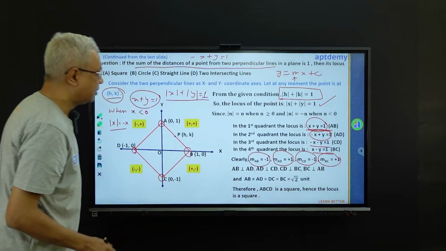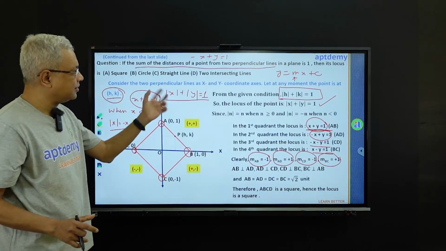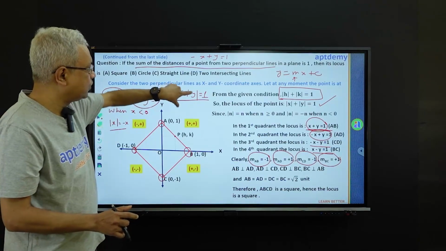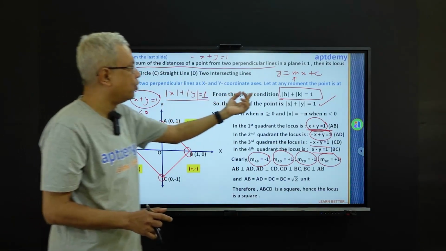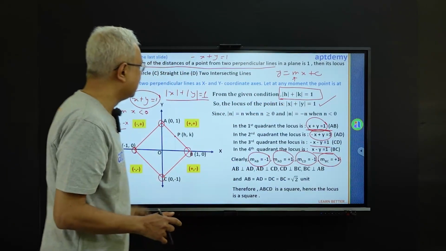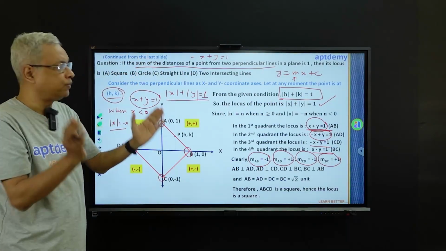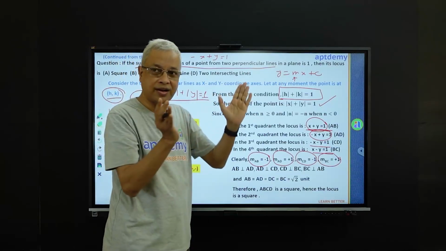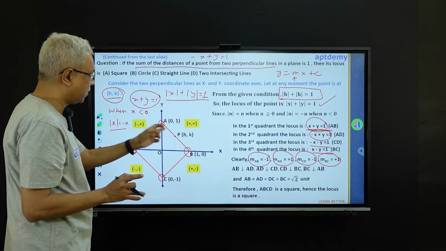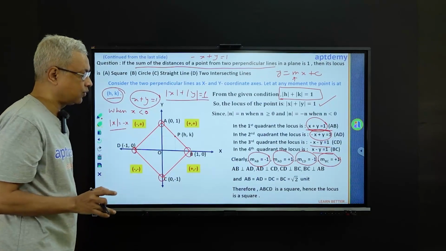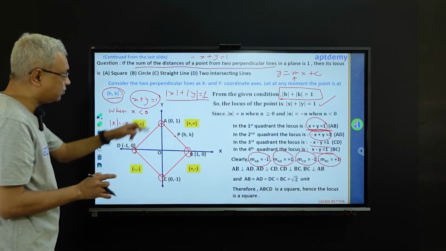So this x minus y equal to 1 represents this straight line BC whose gradient is plus 1. So you have seen that the single equation we obtained from the condition mod h plus mod k equal to 1 unfolds into 4 different equations of straight lines in 4 different quadrants of the plane: first quadrant, second quadrant, third quadrant, and fourth quadrant. And what is the character of these lines?